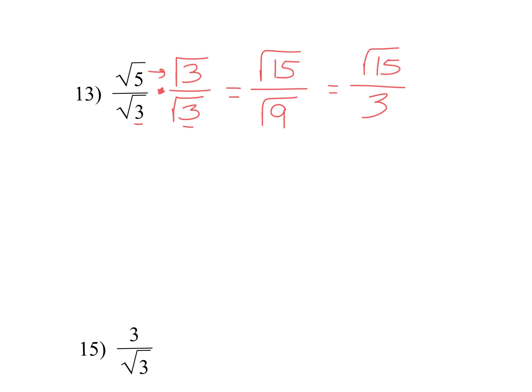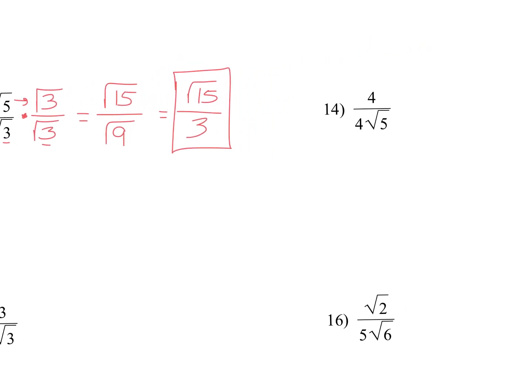Once you get to this step, you want to check still that the top is simplified. Is the top simplified? Square root of 15. It's not a perfect square. Do any of these go into it? Nope, so this is good. That's our answer. So to get rid of the square root in the bottom, you have to multiply by itself.